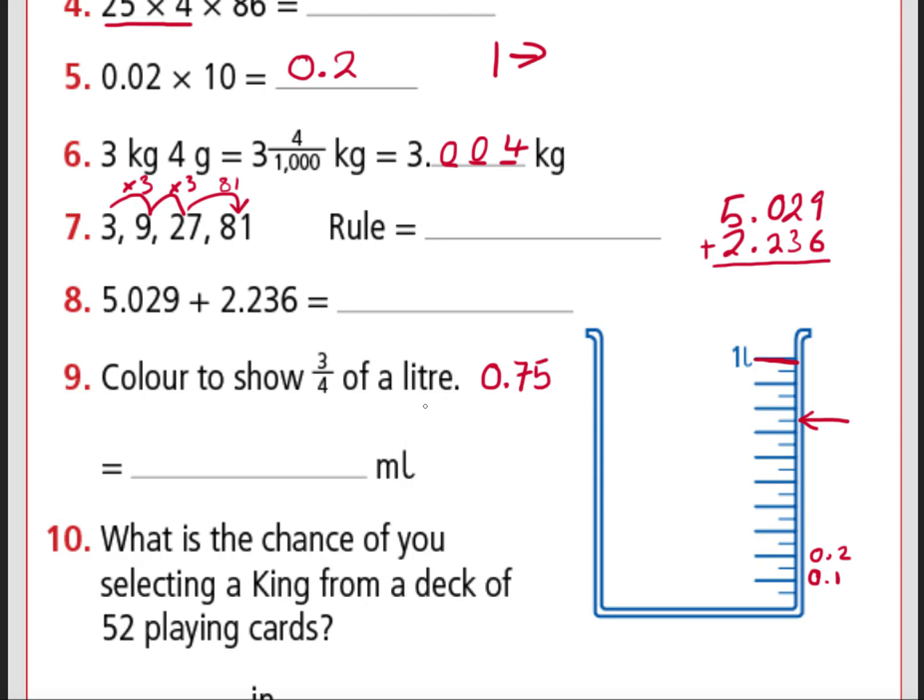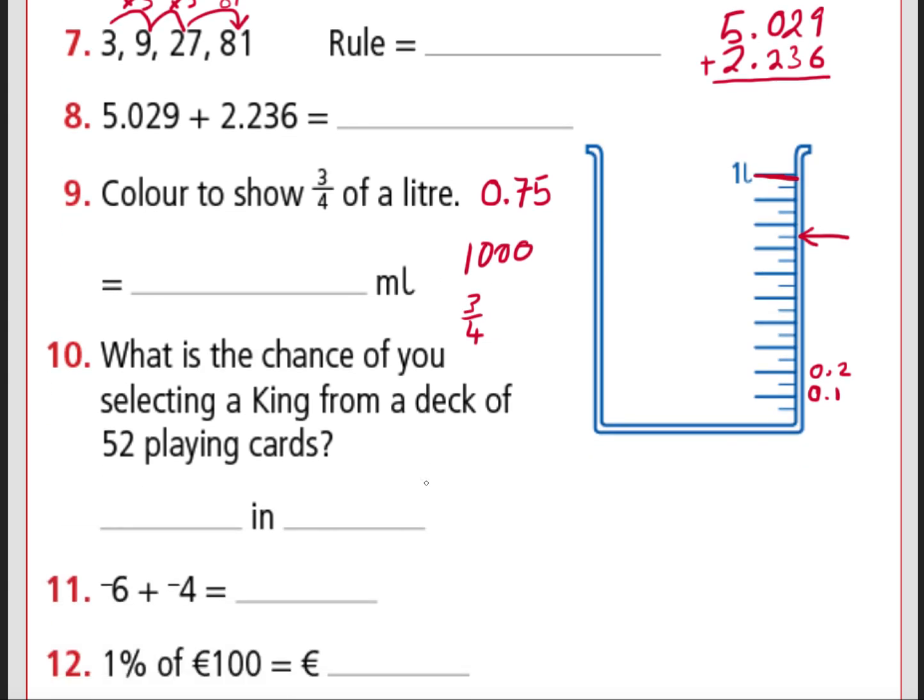And they're also asking us how many millilitres that is. Now there's 1,000 millilitres in a litre, and we're being asked what is 3/4 of that. So we want to find 3/4 of it. We divide by the bottom, so take 1,000, divide it by 4, and we'll get 250. And then we multiply it by 3, multiply it by the top, and we'll get 750.